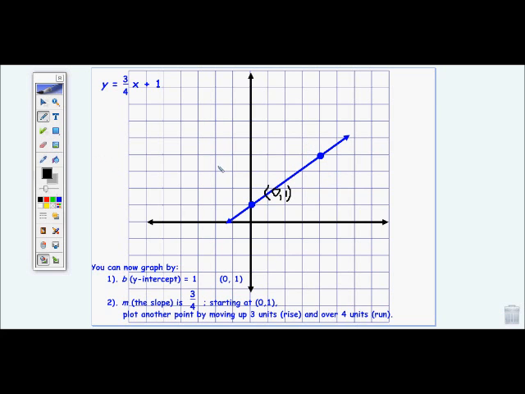And we did not label this one. Let's label it 1, 2, 3, 4 over. That's my x. And I'm going to go up 1, 2, 3, 4. 4, 4 is that point.